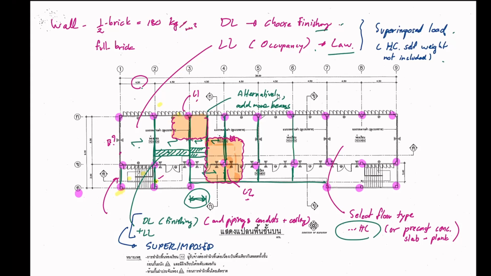But keep in mind that this meter is for the height. So when you multiply this load with the height of the wall, you get the uniform load on the beam right away. So you check the height of the room and then you get it. The full brick is of course 360.